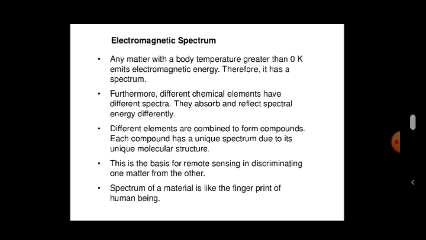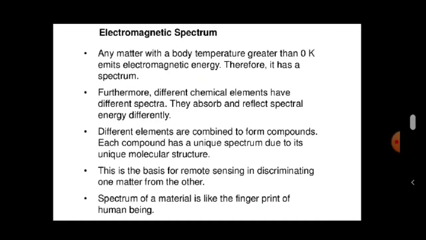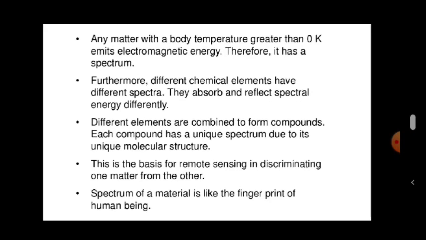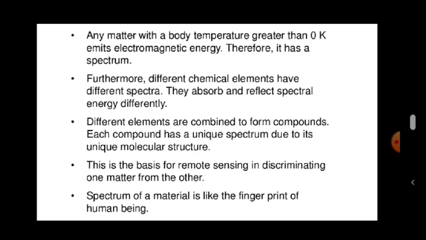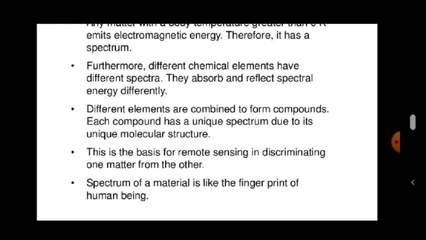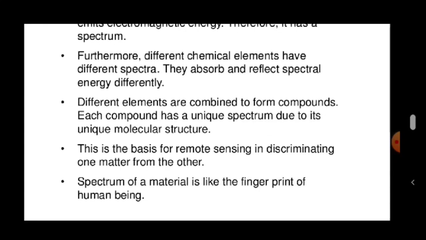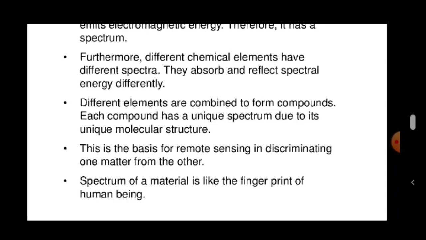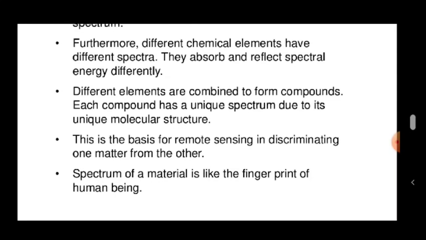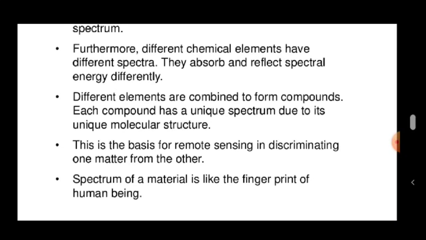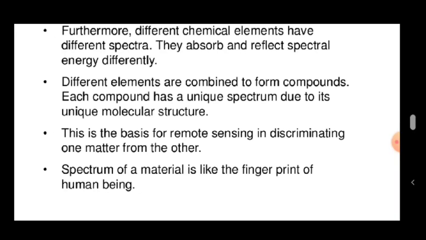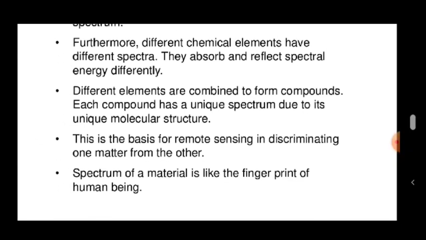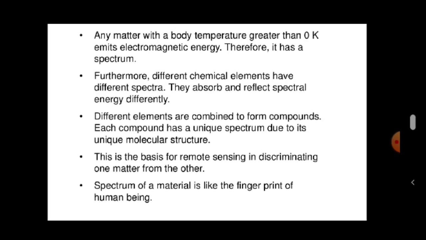Let's go further. Any matter with a temperature greater than 0 kelvin emits electromagnetic energy. Simple physics, therefore it has a spectrum. Different chemical elements have different spectra. They absorb and reflect spectral energy differently. Different elements combine to form compounds, and each compound has a unique spectrum due to its unique molecular structure. The basis for remote sensing is discriminating one matter from the others. The spectrum of a material is like the fingerprint of a human being.